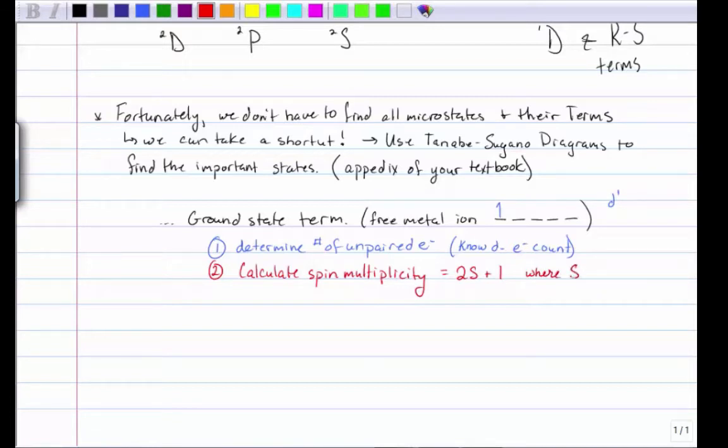And S is a new quantum number. It's a capital S, and it's related to little m sub s. So it's basically the sum of all of your m sub s numbers. In this case, we only have one unpaired electron, which would have spin 1/2. Remember that little m sub s is equal to plus 1/2 or minus 1/2. So in this case, this is equal to 2 times 1/2 plus 1.